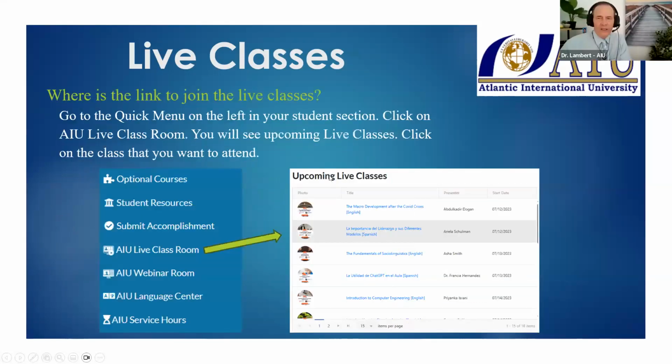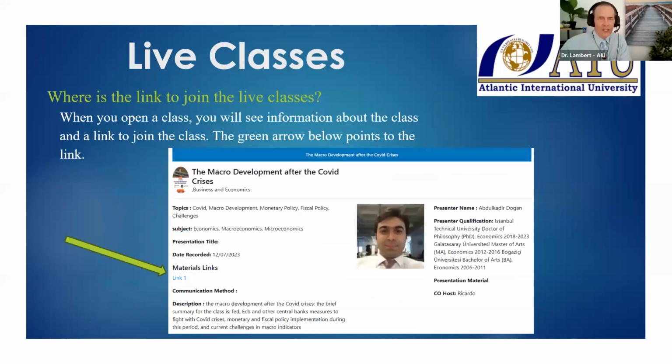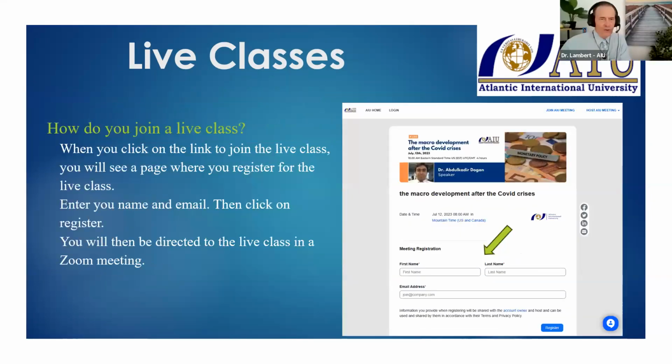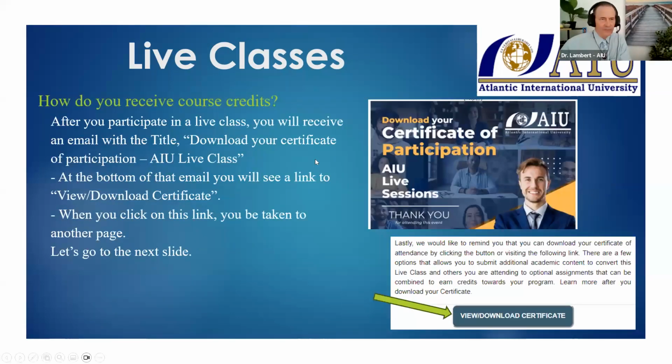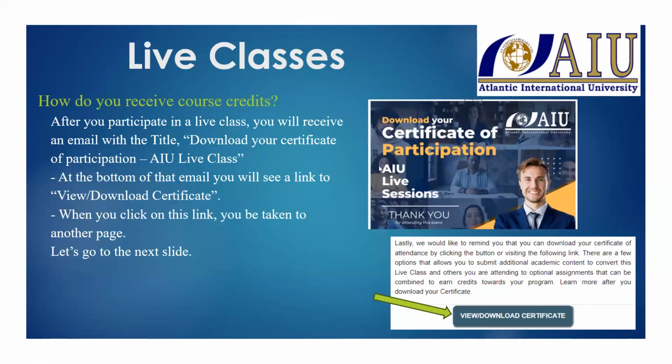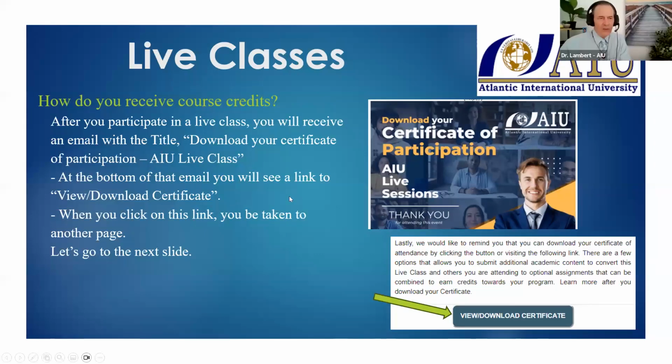Let's go through this. You see the link. Where's the link to join a live class? How do you join a live class? How do you receive course credit? So you should be receiving this email that has the title View Download Certificate. Download your certificate of participation, AIU live class. You should all be receiving that particular email.